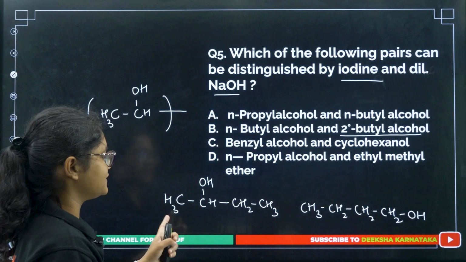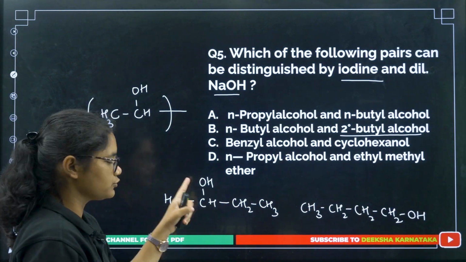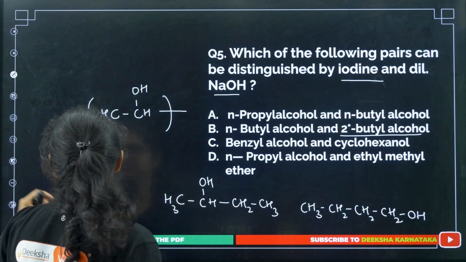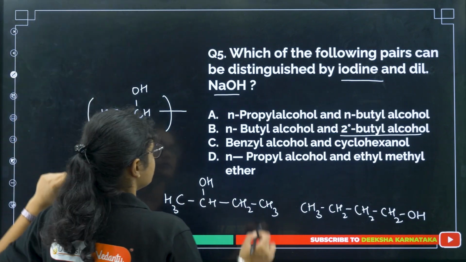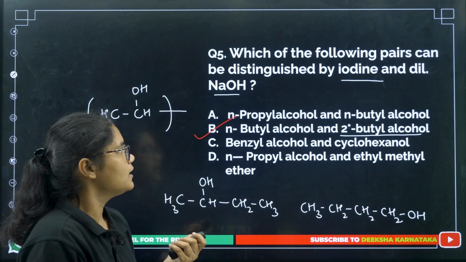N-butyl alcohol and secondary butyl alcohol. So out of these two, what will happen? This one will show iodoform reaction. So this combination can be distinguished using this reagent. Okay, so the correct answer is option number B.